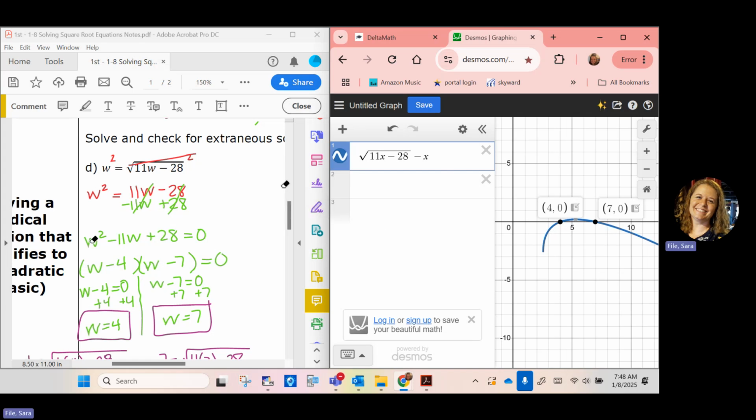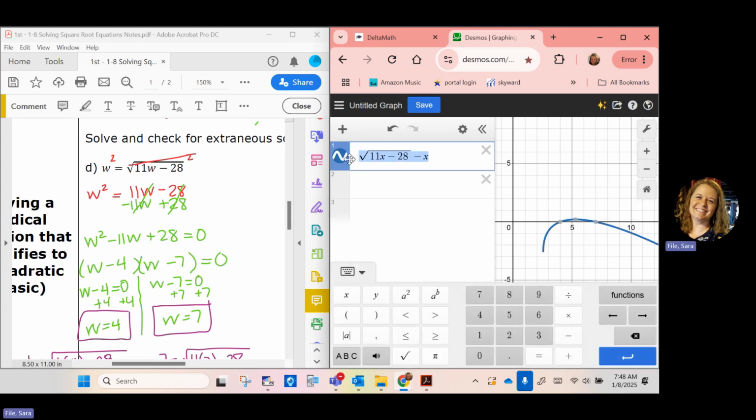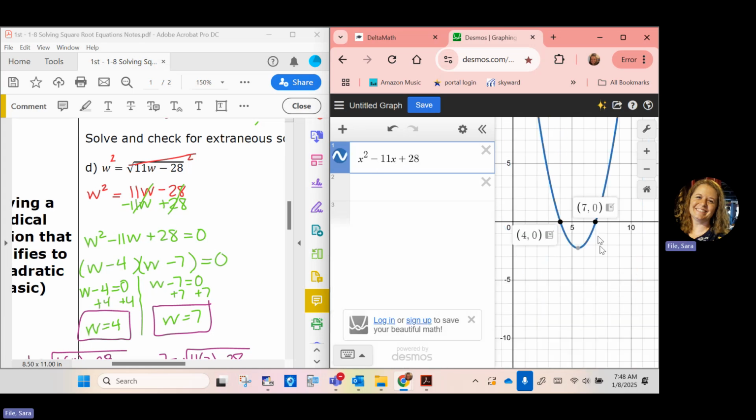Or I can type it in as the quadratic form that we came up with. In this step right here, we said x squared minus 11x plus 28, 4 and 7. Get the same thing. This is the more accurate graph because you have squared both sides and have it set up as a quadratic, but doing it the other way still showed you the same zeros.